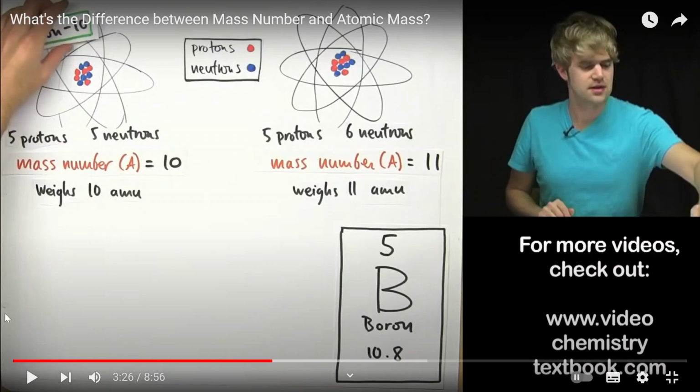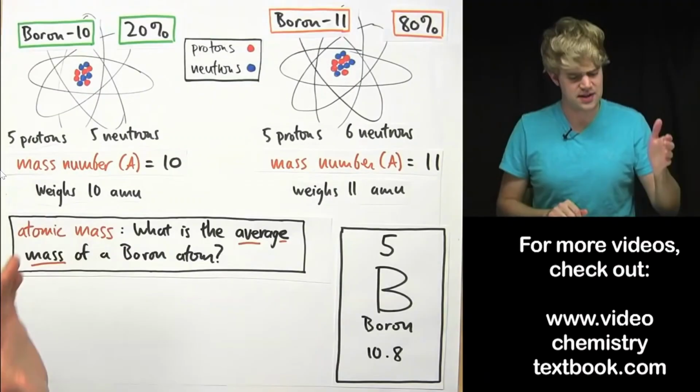We can look at this on a pie chart just to get this point home, and you can see that the vast majority of them are boron 11, with a smaller amount that's boron 10. If you crank through the math here, you'll find out that about 20% of the boron atoms in the world are boron 10, whereas 80% of them are boron 11. This leads us to the idea of atomic mass. Now, atomic mass asks, what is the average mass of a boron atom?